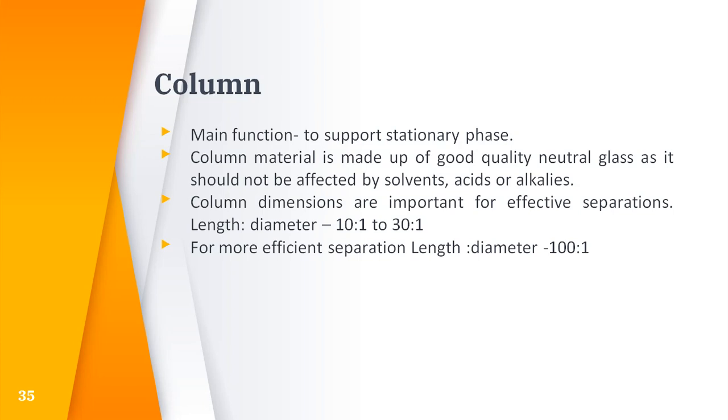The length to diameter ratio should be 10:1, that is, the length of the column should be 10 times its diameter. So the permitted values are 10:1 to 30:1. For very high efficiency separation, the length to diameter ratio can be 100:1.